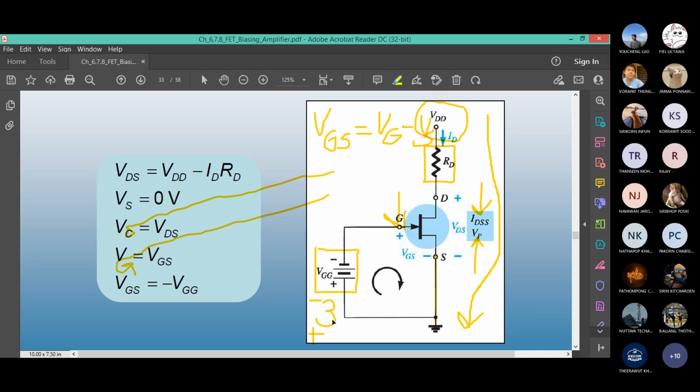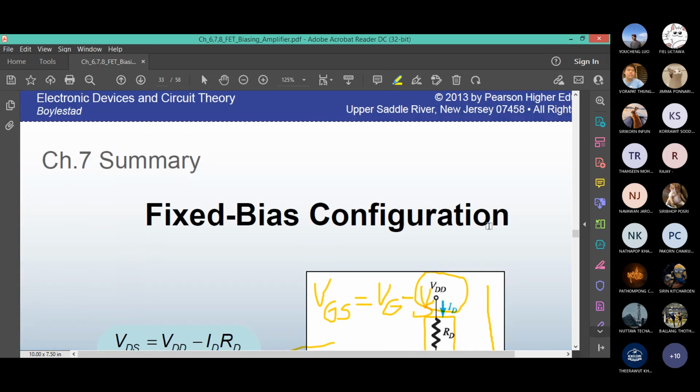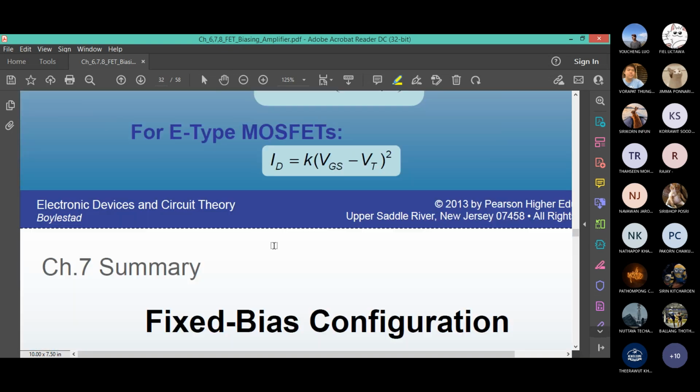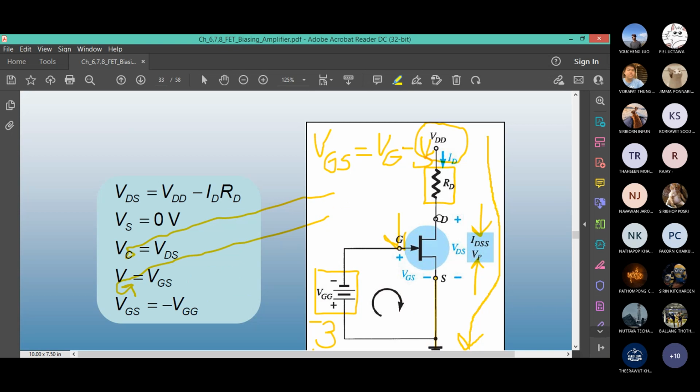Because of the fixed bias, you know VGG is negative VGS, or VGS is the negative value of whatever volt you put here. In the problem, IDSS and VP is given. You don't even have to draw the graph. You know IDSS from here, you know VGS, VP is given, so you can actually solve for ID. Once you know ID, you can then know what is VDS, because VDD minus ID RD. No need to draw a graph, but you can also draw a graph. Today we'll see both approaches.